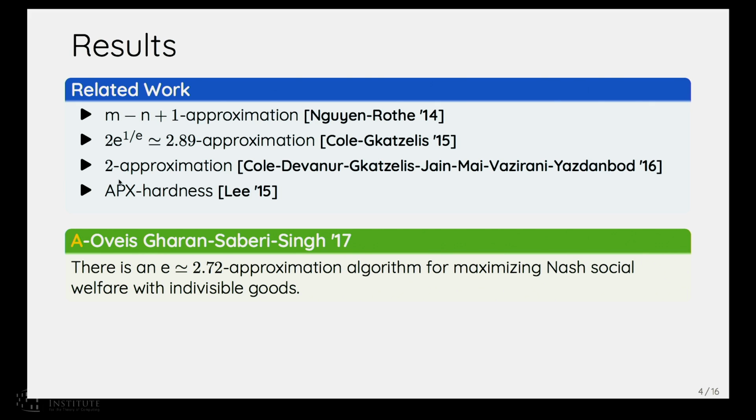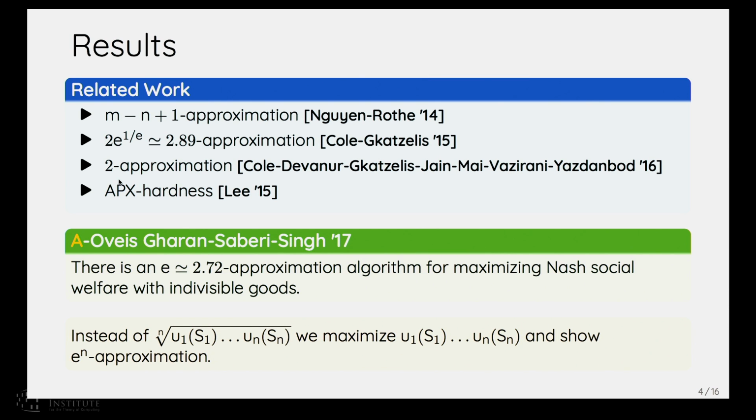Now you might notice that this e is worse than this 2. But the techniques are very different. And the hope is that these techniques can be applied more widely to a variety of problems. For the rest of the talk, instead of the geometric mean, I will focus on the product of the utilities. And instead of an e approximation, I just have to show you an e to the n approximation.